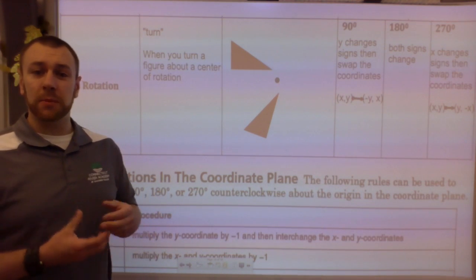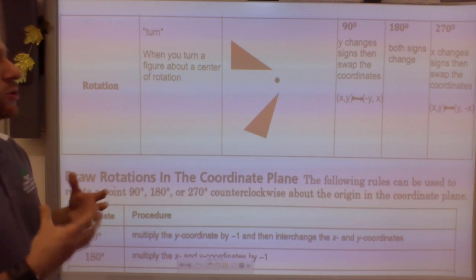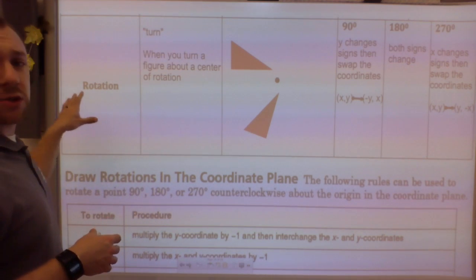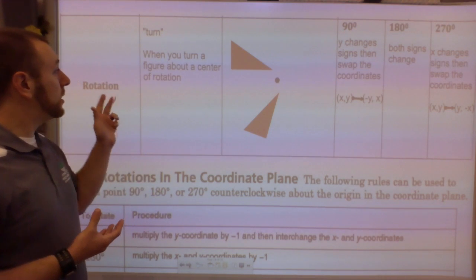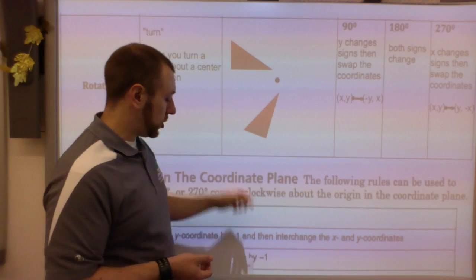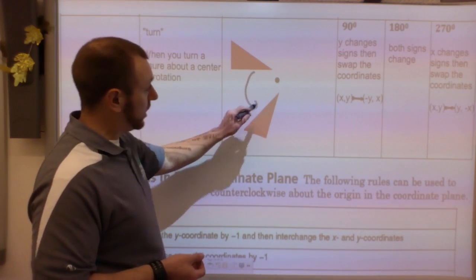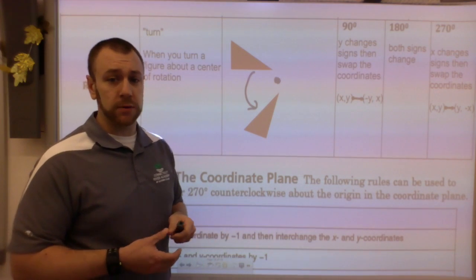Now from the Geometry Sketchpad activity that you did, you should have noticed some of these patterns already. Now, a rotation, just to remind you, is a turn. You're turning a figure, and it's when you turn it about a center of rotation. So if you look in this picture, I have the two triangles and I'm turning it about this point. And that's called the center of rotation.